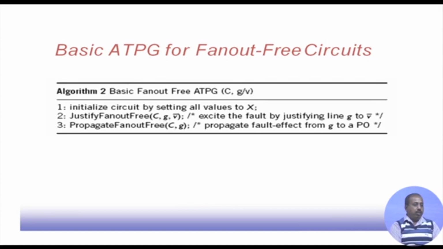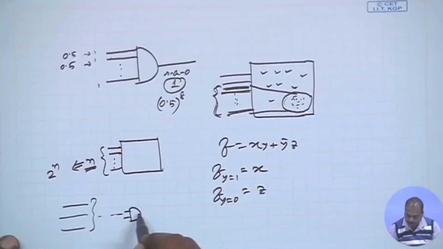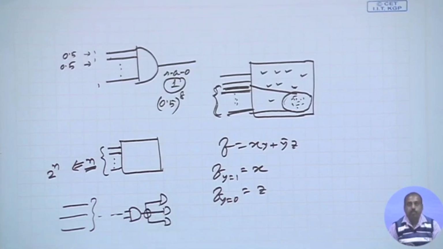Now, if you do not have any fan out in your circuit, then this can be a basic ATPG. Fan out means branching. Suppose I have some circuit here, with primary inputs, and after some time there is a gate, and this gate output goes to several places. We say that this is a fan out point. If this situation is not there, then what you essentially get is a tree type of circuit.